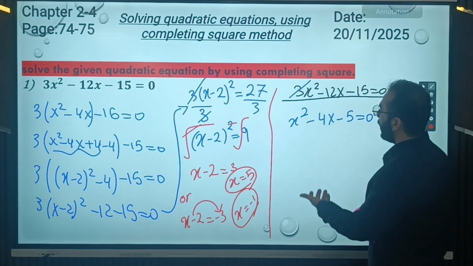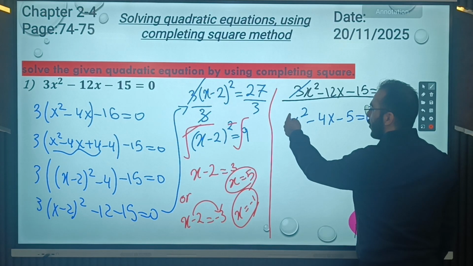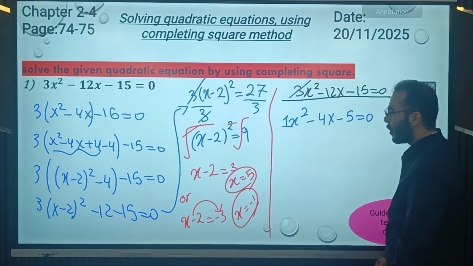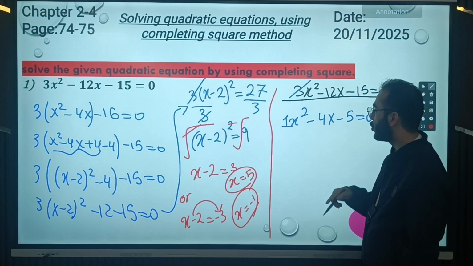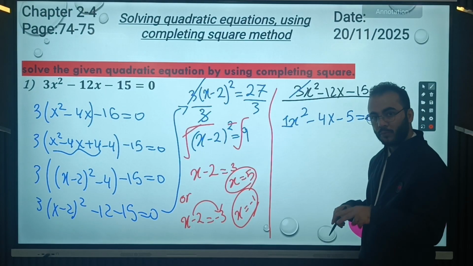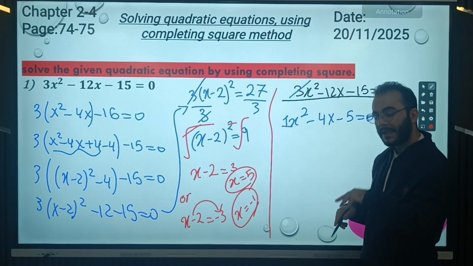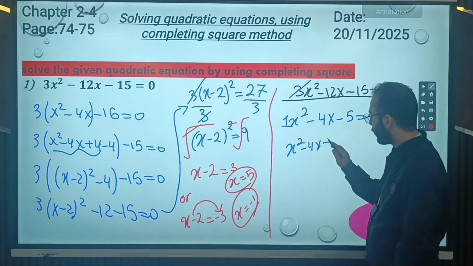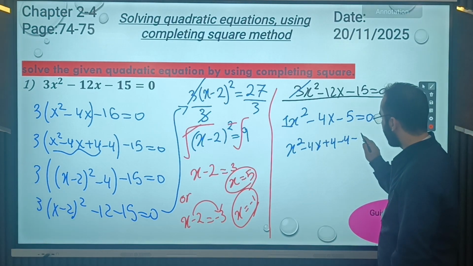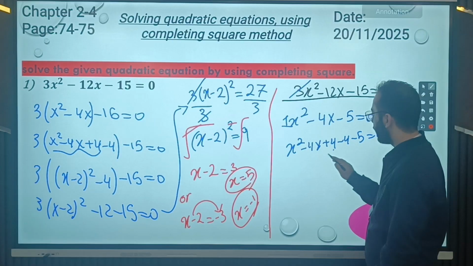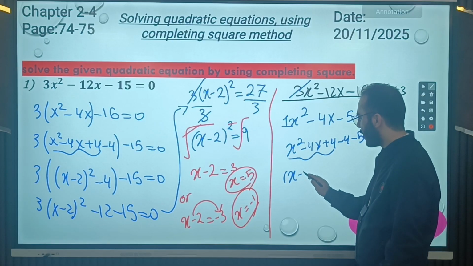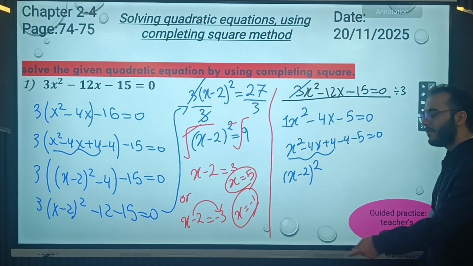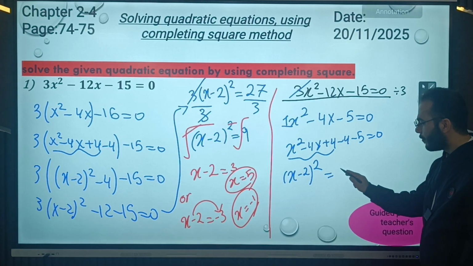Right now, you are dealing with an equation where the coefficient of x² is 1. So divide 4 by 2. It's 2. Powered by 2, 4. Added and subtracted. x² - 4x + 4 - 4 - 5 = 0. The first three will become (x - 2)². -4 or -5, -9. Move it to the other side, it's going to become 9.